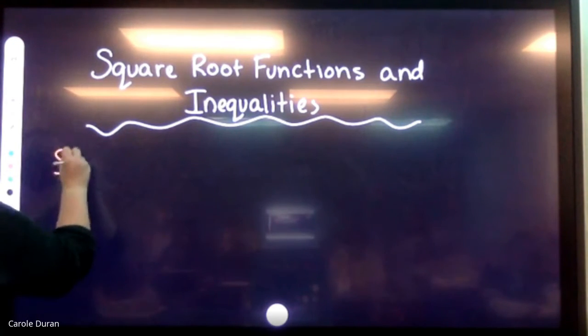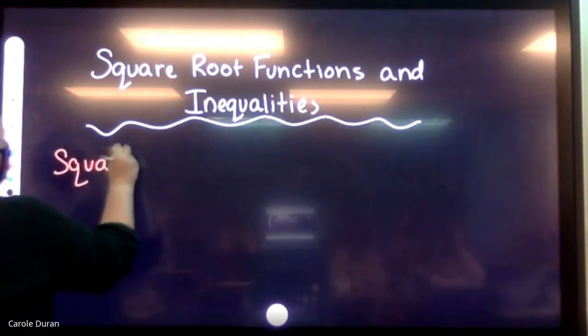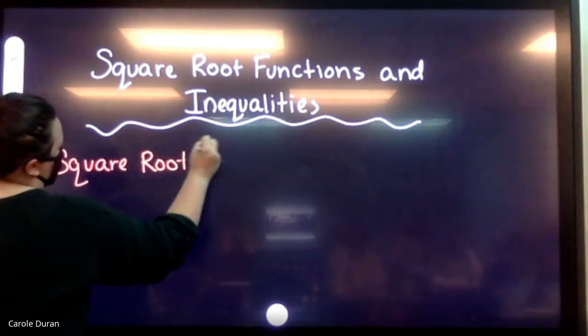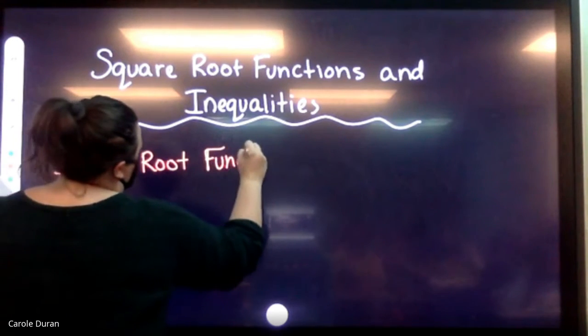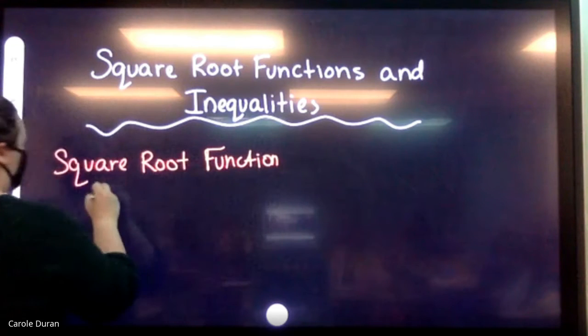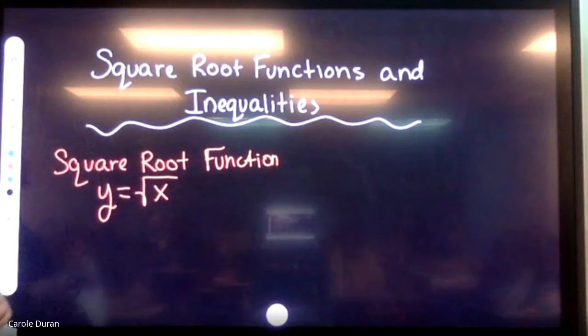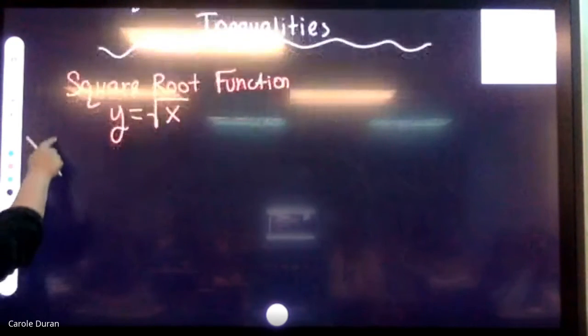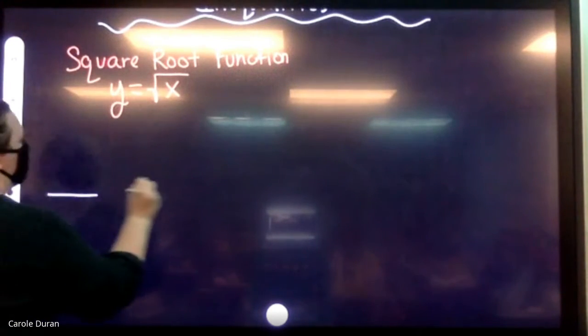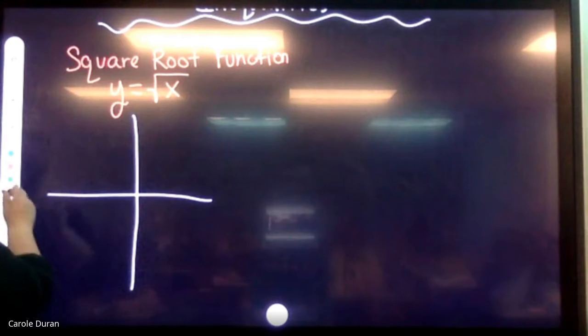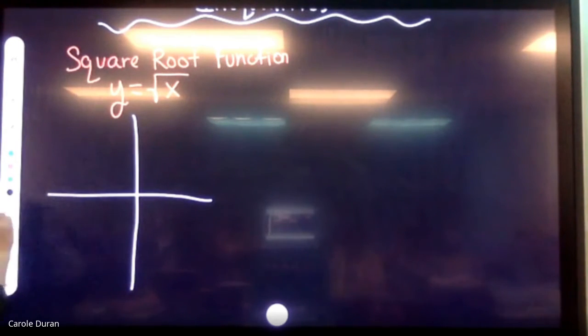Okay, so we're going to start with just a base square root function, which is y equals the square root of x. So this is what we call our parent function, if you remember anything about transformations. This is the base that we then add numbers into to change where it lies on the graph. If I'm graphing just a base square root function like this one, I'm going to use 3 primary points.